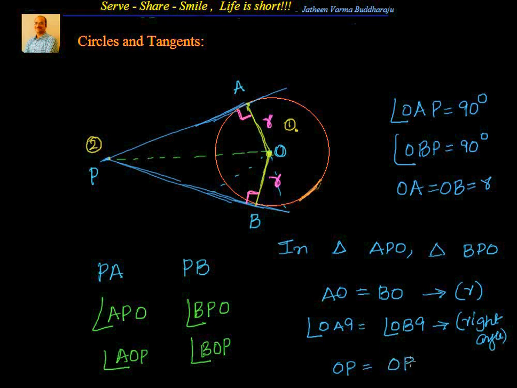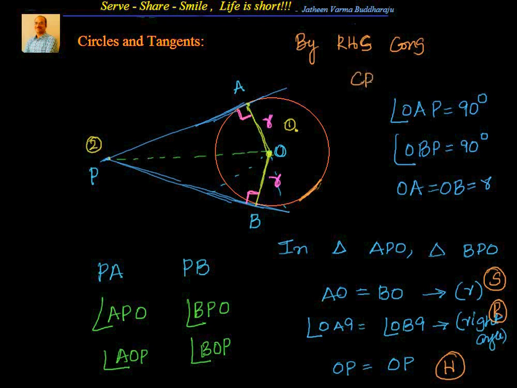By this time you should have understood which congruence I am trying to prove, because there is a right angle, and you know opposite to 90 degrees is hypotenuse. So we have hypotenuse here, we have right angle here, we have side here: RHS congruency. By RHS congruency, we will say that these two triangles are congruent to each other. Therefore, by CPCT, what can we say?